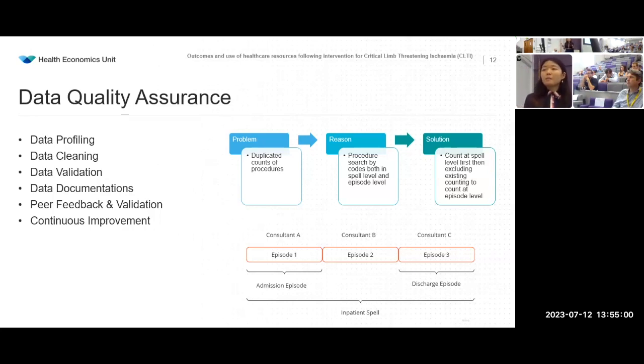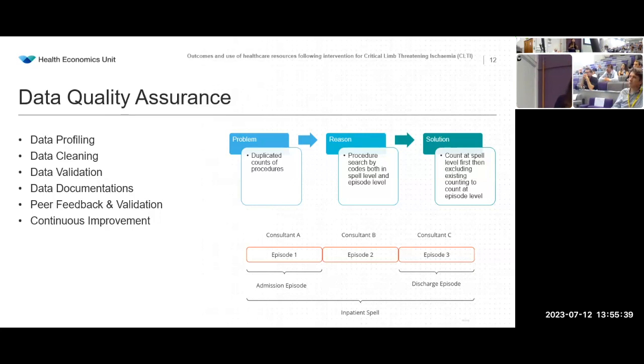But during this spell, the patient will have different episodes. And in the KIT database, for the spell data, they only record the primary procedures. And for each episode, it will record all of the procedures that happened in that episode, which means the primary procedure would be one of the procedures under one of the episodes. That would make a double count for the procedures.